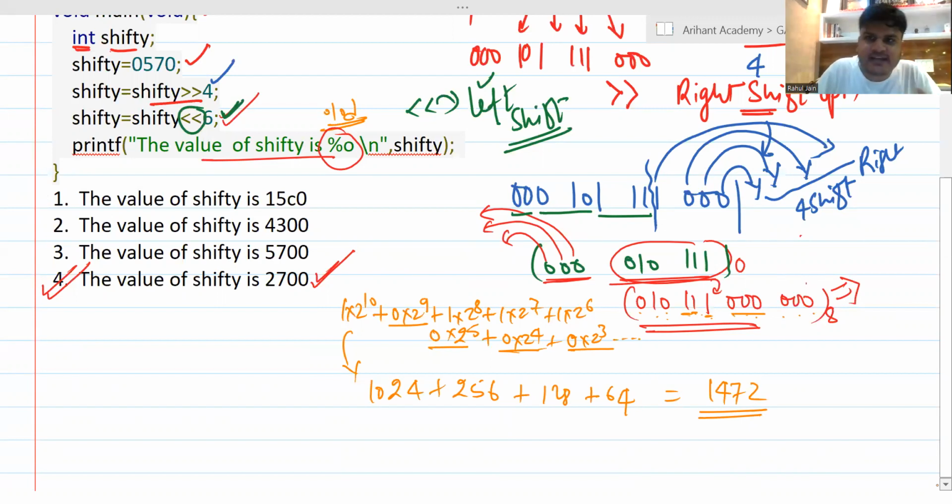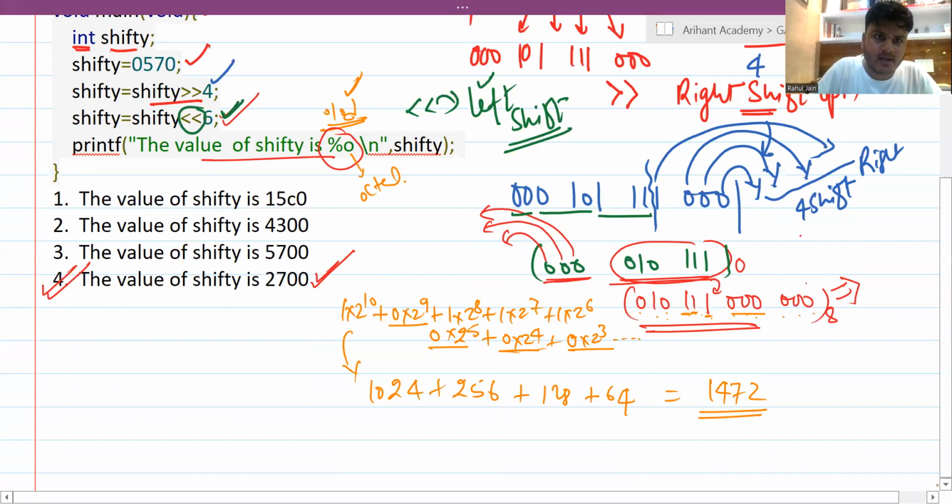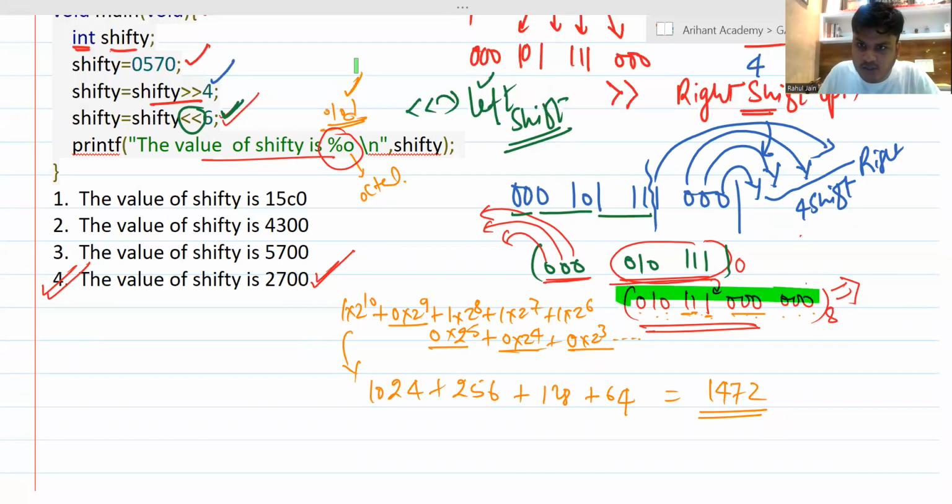That would be the answer when %d is used, which means we need the answer in decimal form. But we do not need the answer in decimal form; we need the answer in octal form. So the octal equivalent of this notation is 2700.